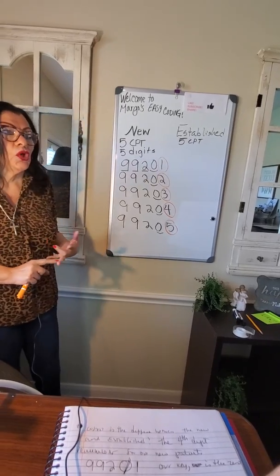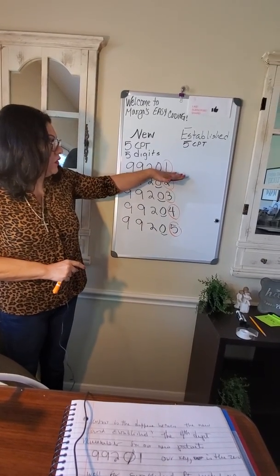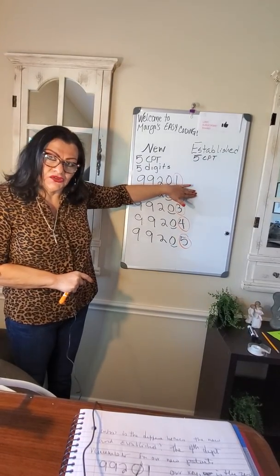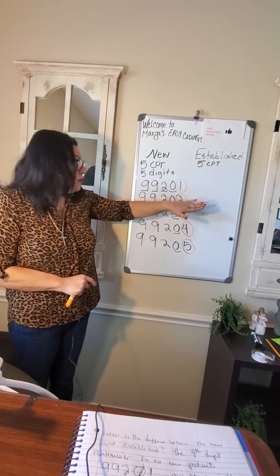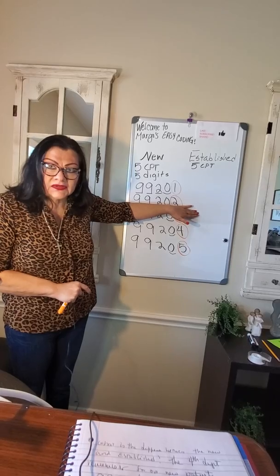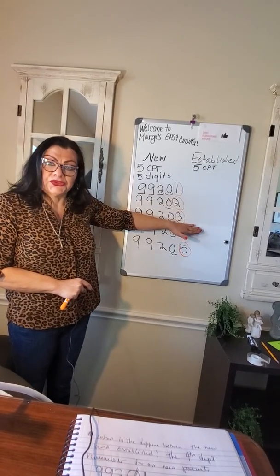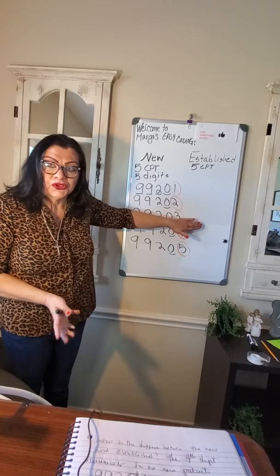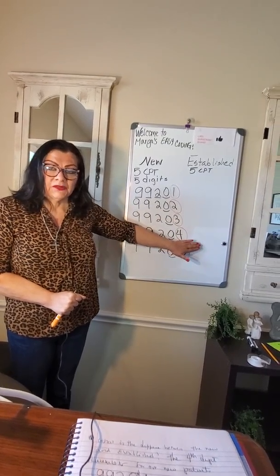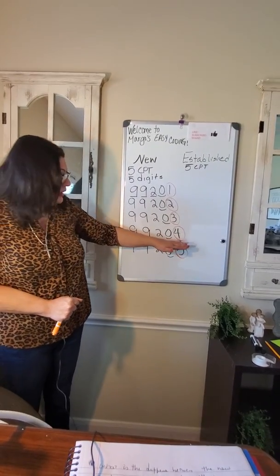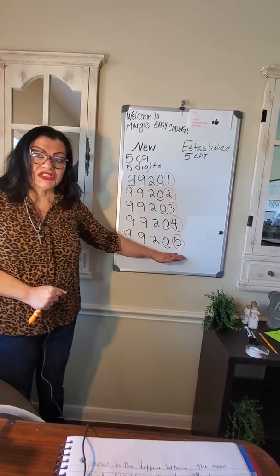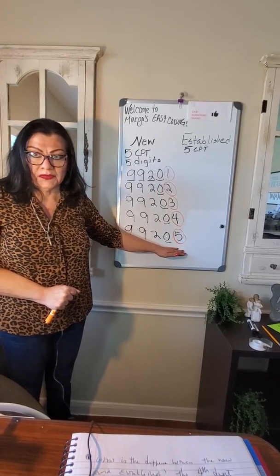It has to do with time. Probably on 99201, the doctor spends 10 minutes with the patient. Probably 99202, the doctor spent 20 minutes. The one with a 3, probably the doctor spent about 30 minutes. The one with a 4, the doctor probably spent 40 minutes, and so on. 5 is the highest. 5 is for a patient that came with multiple problems.